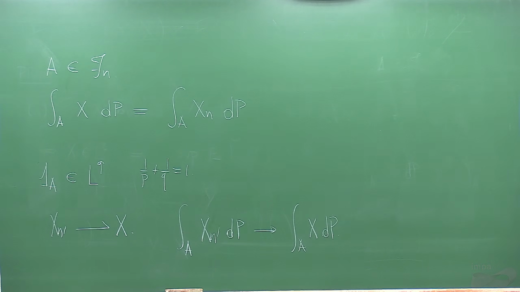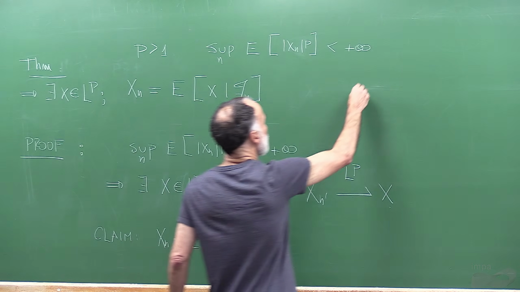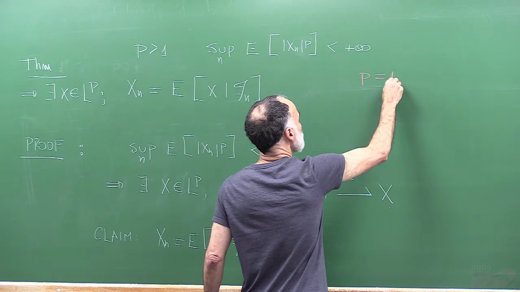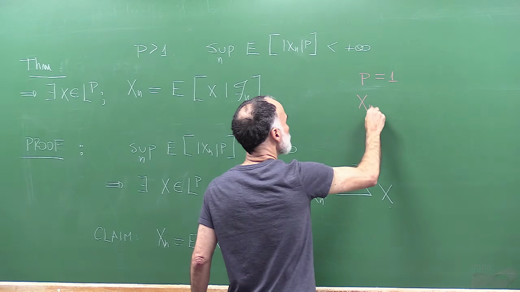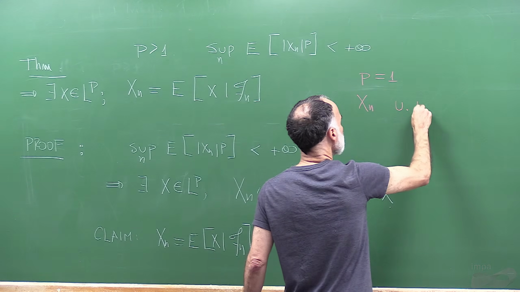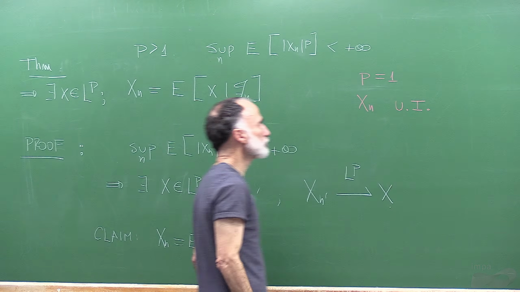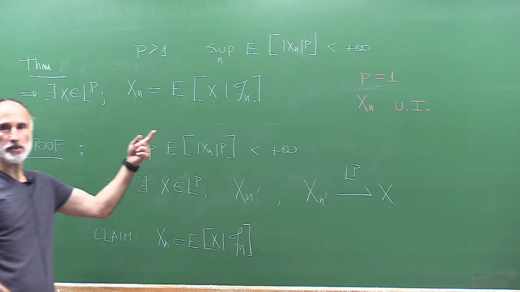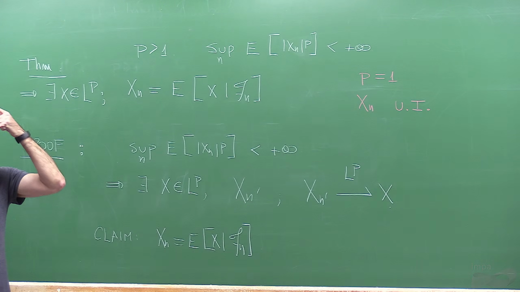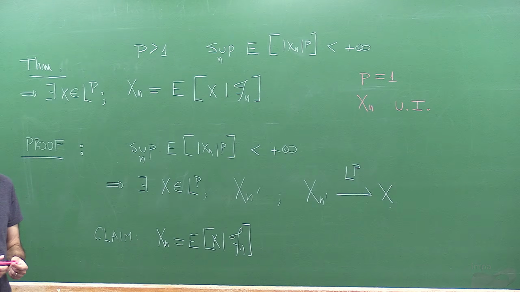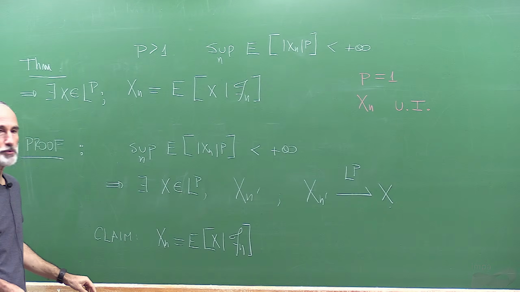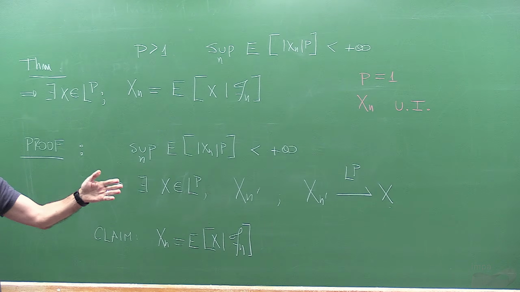And as I said, if you want to take p equal to 1, you have to assume that xn is uniform integrable. If you know that xn is uniform integrable, you know that it's weakly compact in L1, so you can find a subsequence which converges in L1, and you just repeat the proof.